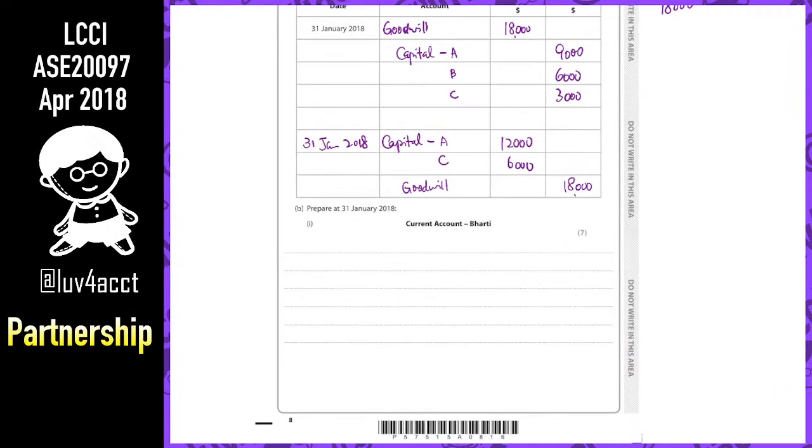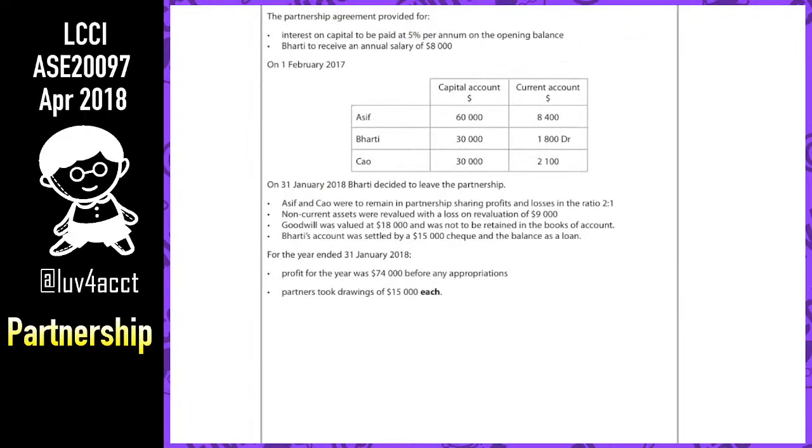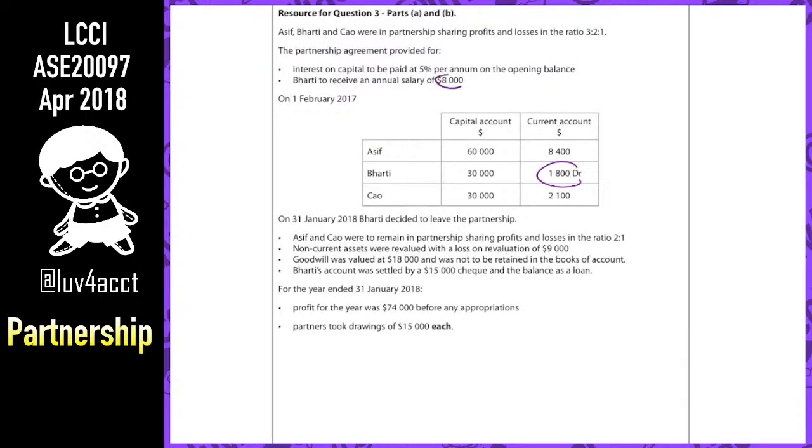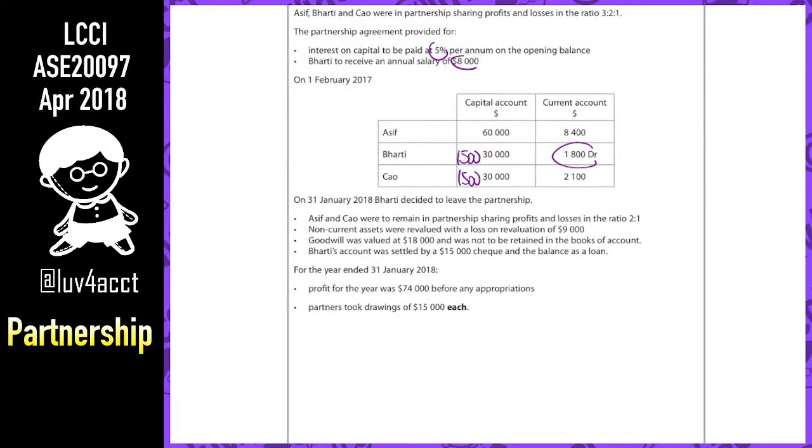2 marks only. Okay, so current account, and then capital account. B. Debit balance of 18,000. We have 8,000 and then 5%. Okay, 30,000, 5%, that is 1,500. Okay, we have to calculate the, oh no, 3,000.